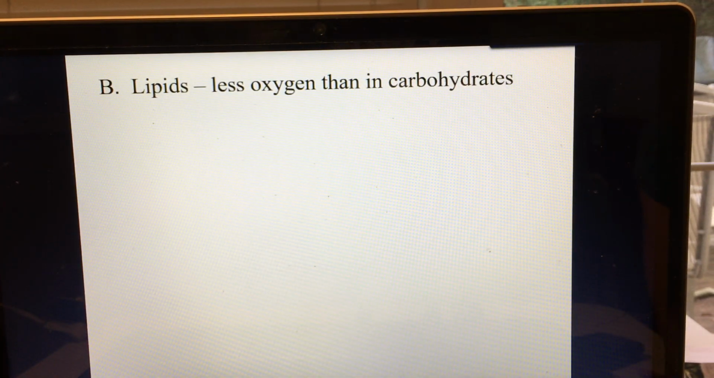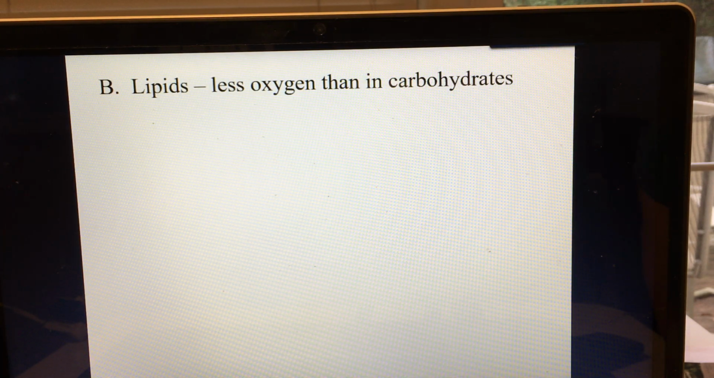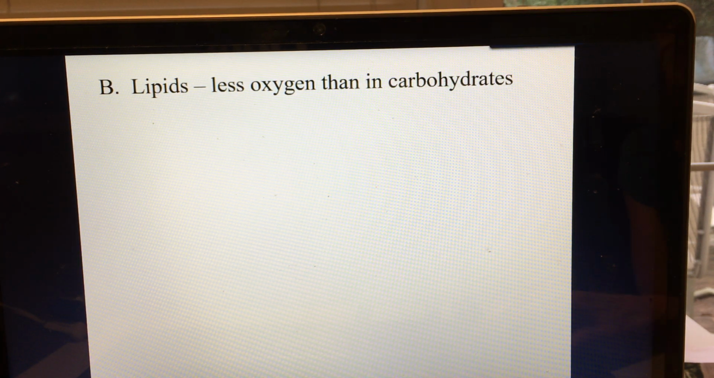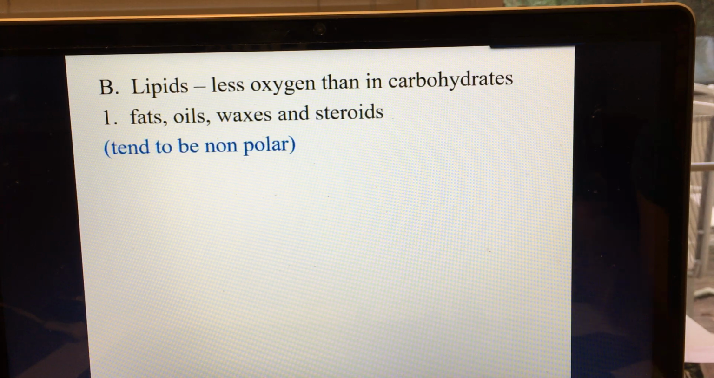Right, this lecture is about lipids. Just like carbohydrates, lipids have carbon, hydrogen, and oxygen, and sometimes some other elements, but there is less oxygen in lipids than there is in carbohydrates. Lipids include fats, oils, waxes, and steroids, and they tend to be nonpolar. Because we have already learned that water is a polar solvent, they do not dissolve very well in water.